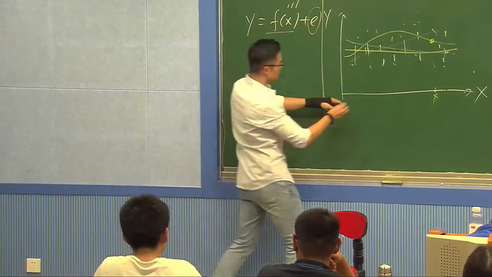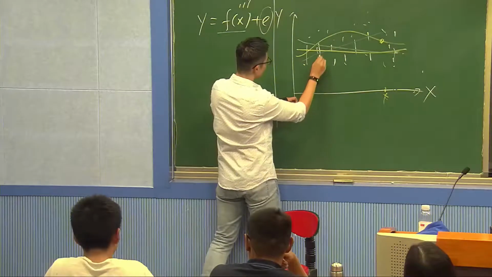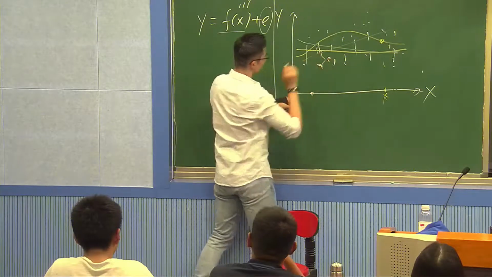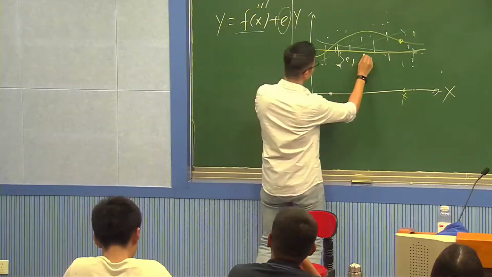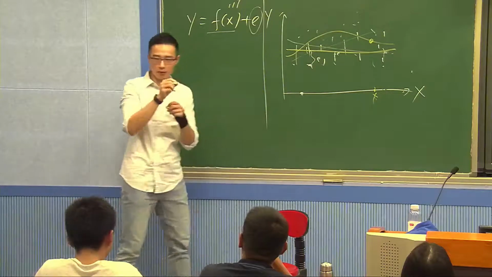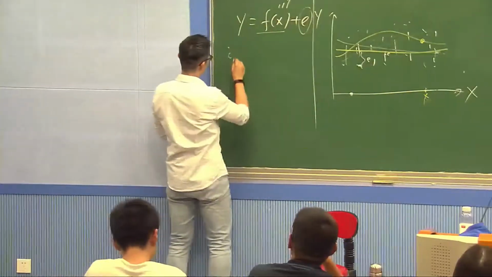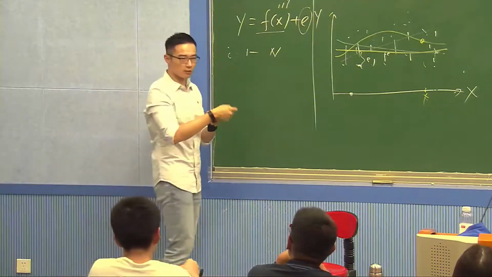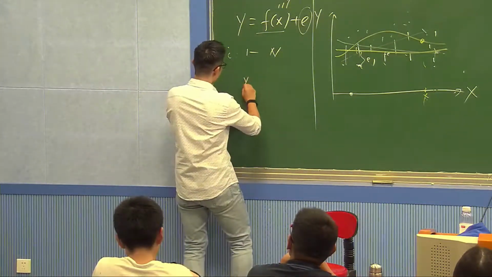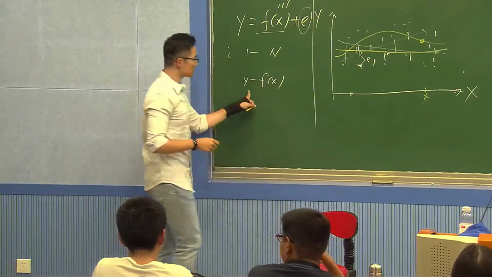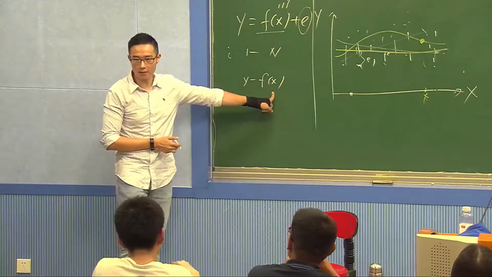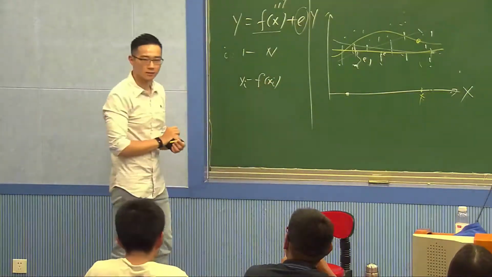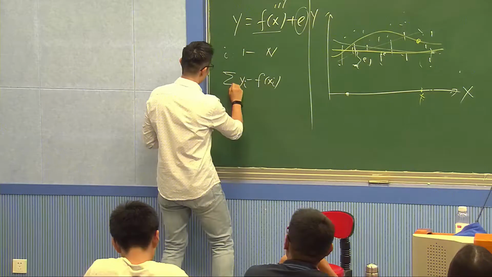But of course, at every point there's a different e. So if this is my x, then this is my e. And at this point, I make another different e. So every point is a different e. I have a lot of data, i goes from 1 to n, I have n data. So my total error is y minus f(x). This is y, this is my prediction, y_i, x_i. And then I can add them together, right?